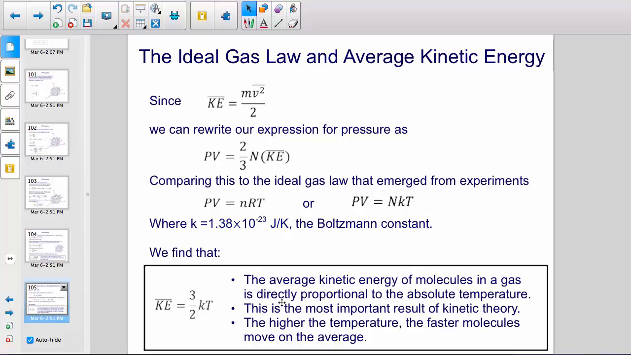So the average kinetic energy of molecules in a gas is directly proportional to the absolute temperature. This is the most important result of kinetic theory. The higher the temperature, the faster the molecules move on average. So this, together with our expression for pressure, are now the 2 important equations that we've got from kinetic theory.